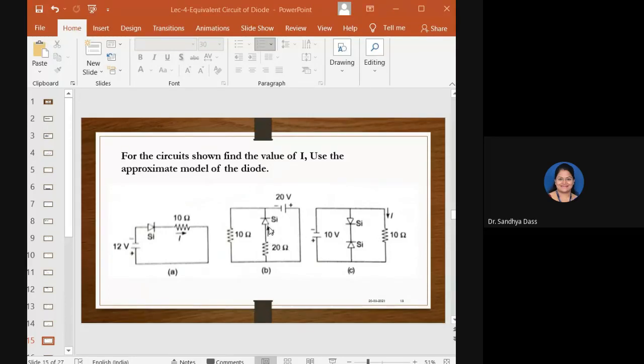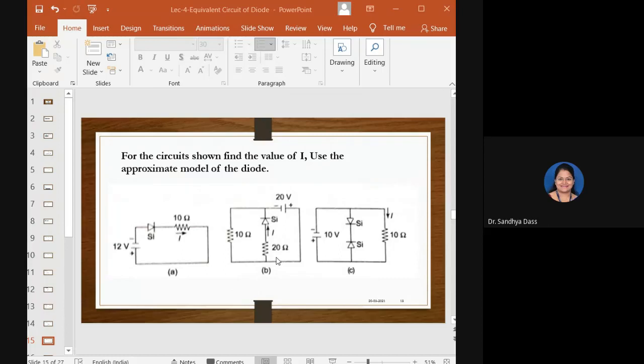Does it make sense? KVL. The summation of drops in the closed circuit will be equal to 0. That is KVL, isn't it? So if I'm going in this direction, I into R plus VD, I take it as VD, minus 20 is equal to 0, isn't it? Okay, let me write that.